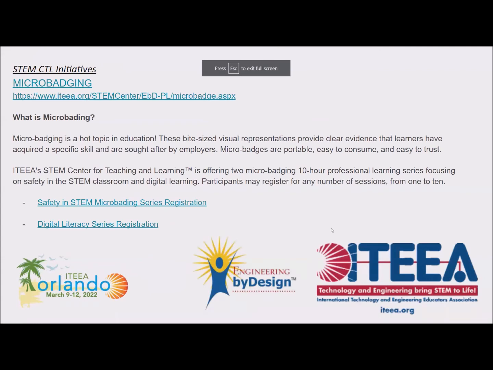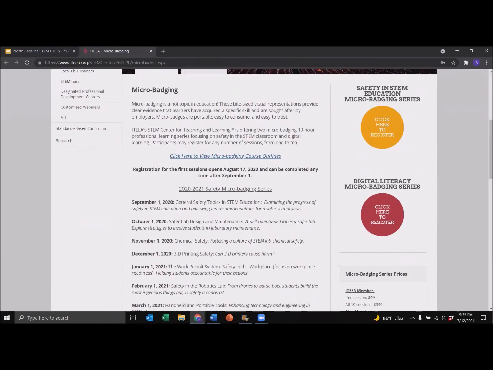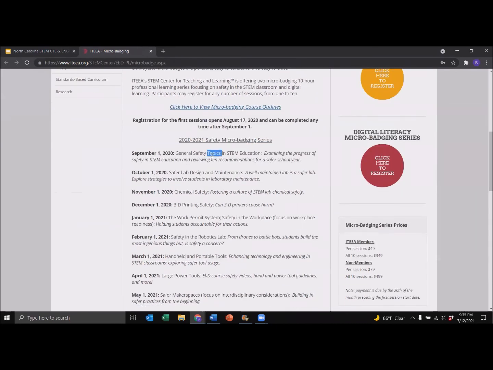Another professional learning opportunity that we offer is called microbadging. Microbadging essentially is a professional learning series that you can take, and right now we have two, one on safety, one on digital literacy via Google Classrooms. You can earn up to 10 professional learning hours for each full course or 1 hour per individual course.